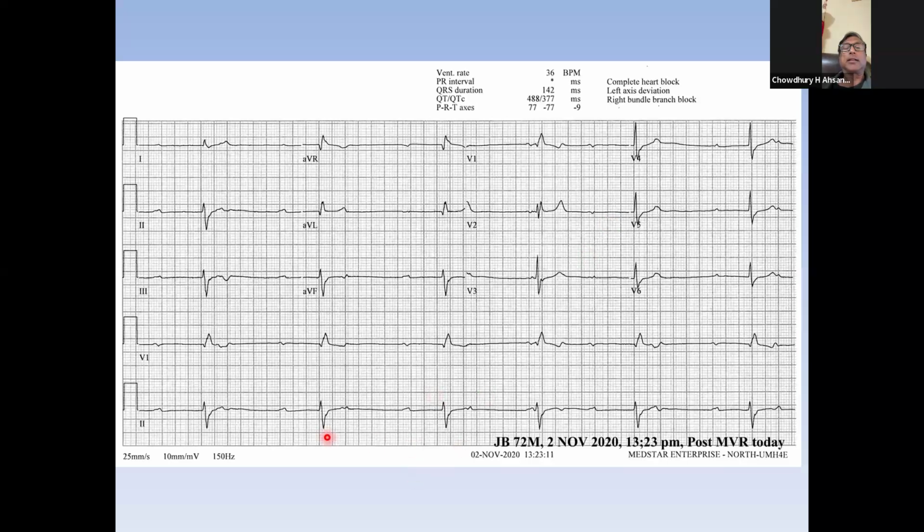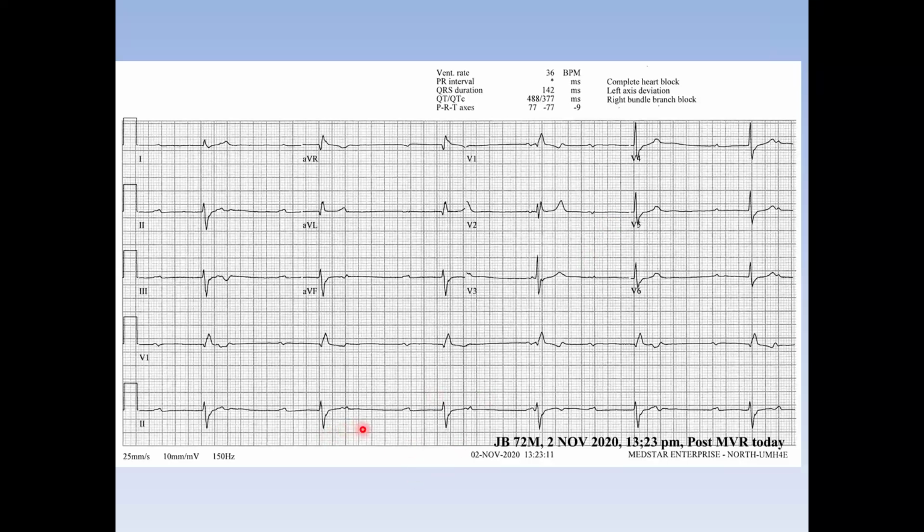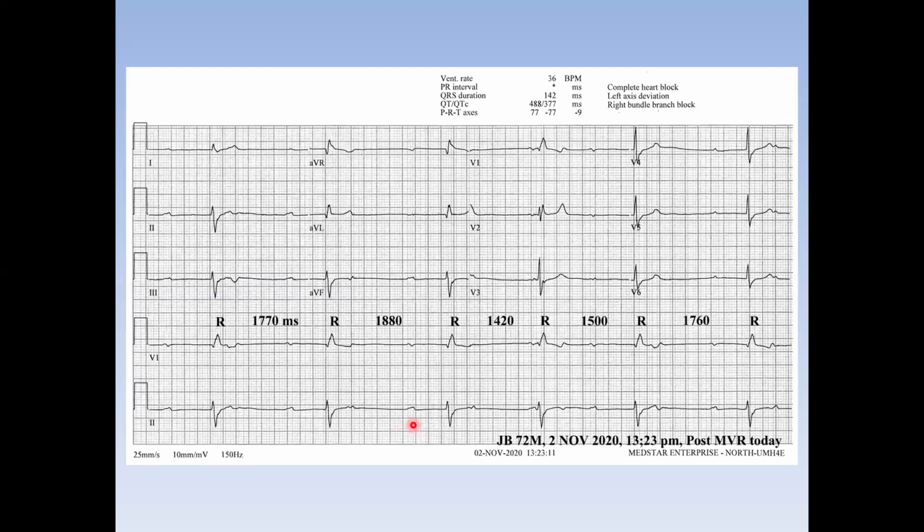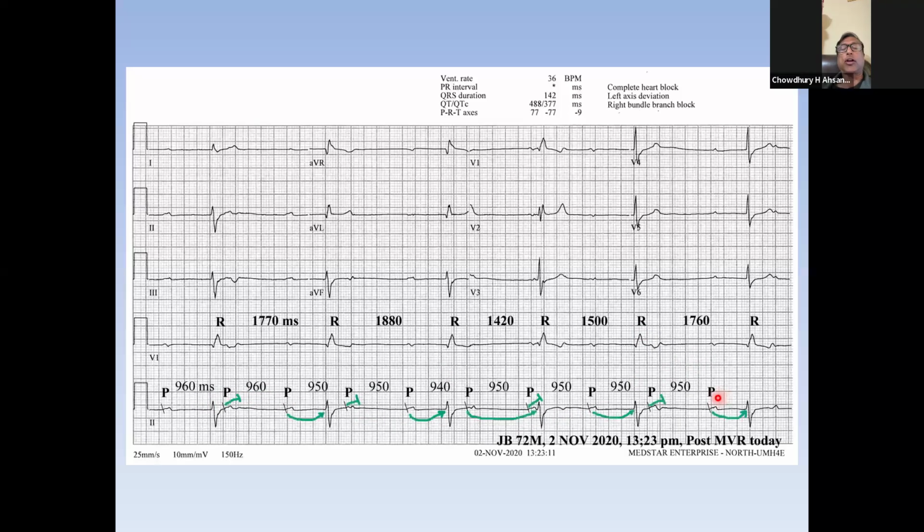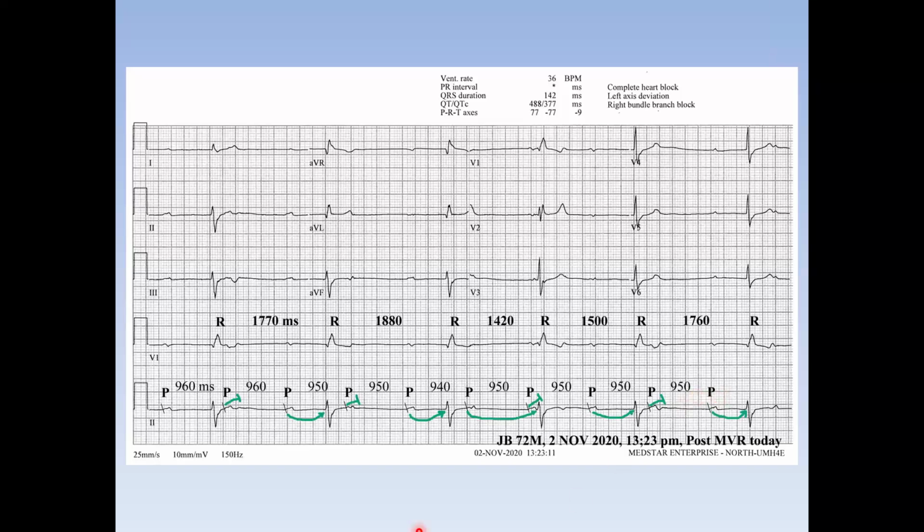What struck me, and then I came up with just a wild theory, is that maybe this is not complete heart block. Maybe there is conduction. So I looked at the intervals, the RR interval 1770, 1880, 1420, 1500. So it's shorter. And then I put the P waves. P waves are regular, 960, 950. So I came up with this wild theory that this P is blocked, this P conducted, this P prolonged, this P blocked, and I told the surgeon that this is Wenckebach.